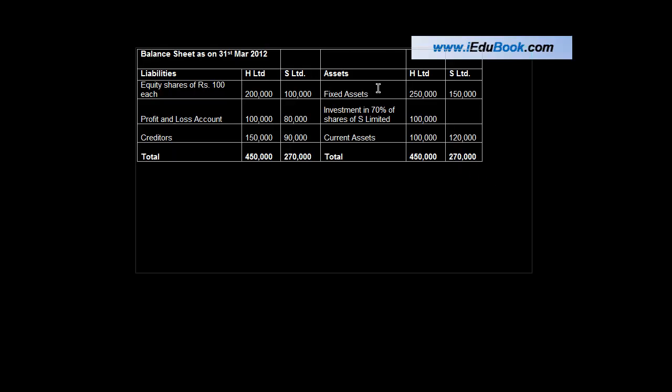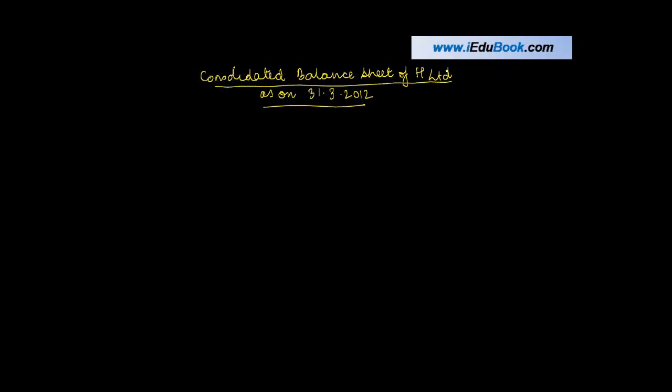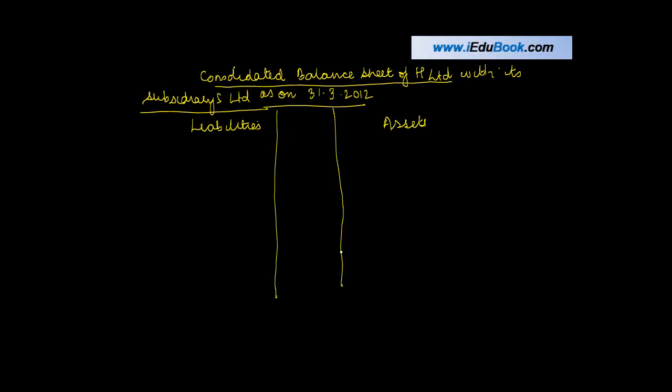Consolidated balance sheet of H Limited as on 31/3/2012. If you want to write it completely, it is the consolidated balance sheet of H Limited with its subsidiary S Limited as on 31st March 2012. So you have assets and liabilities. Let's see them one by one.